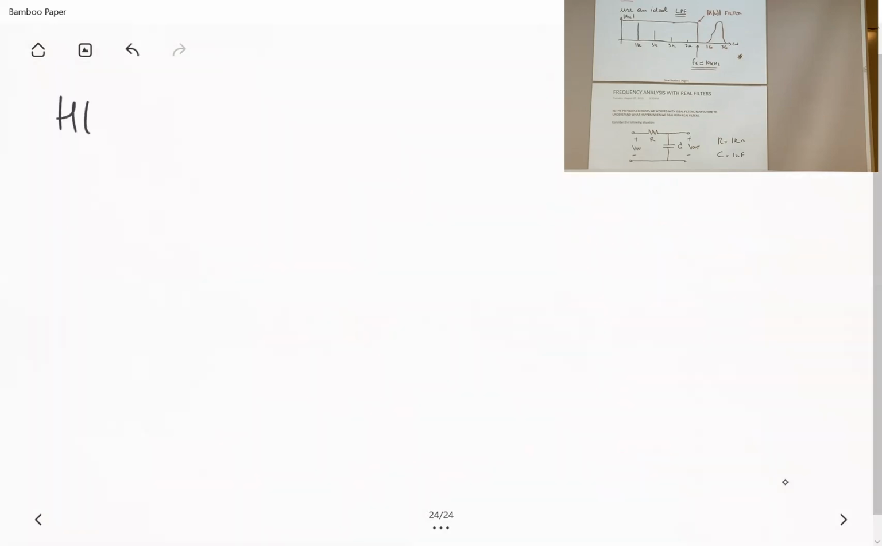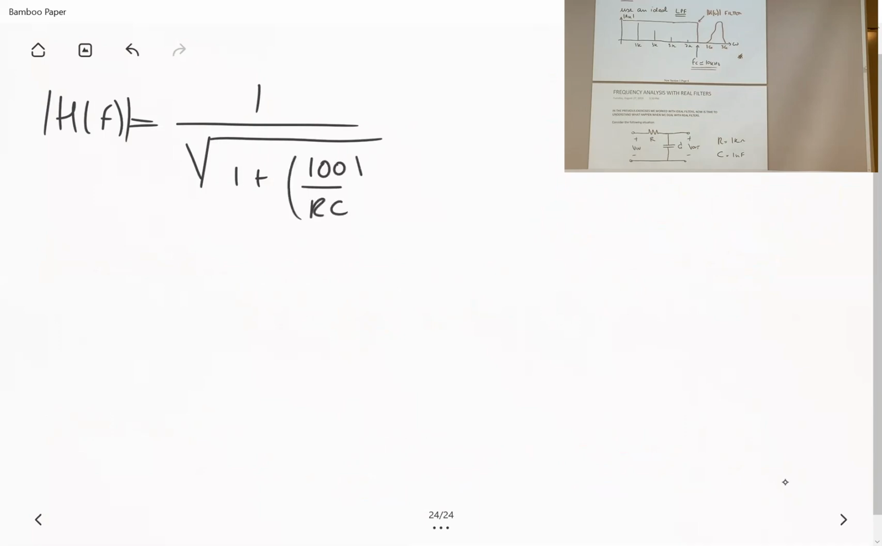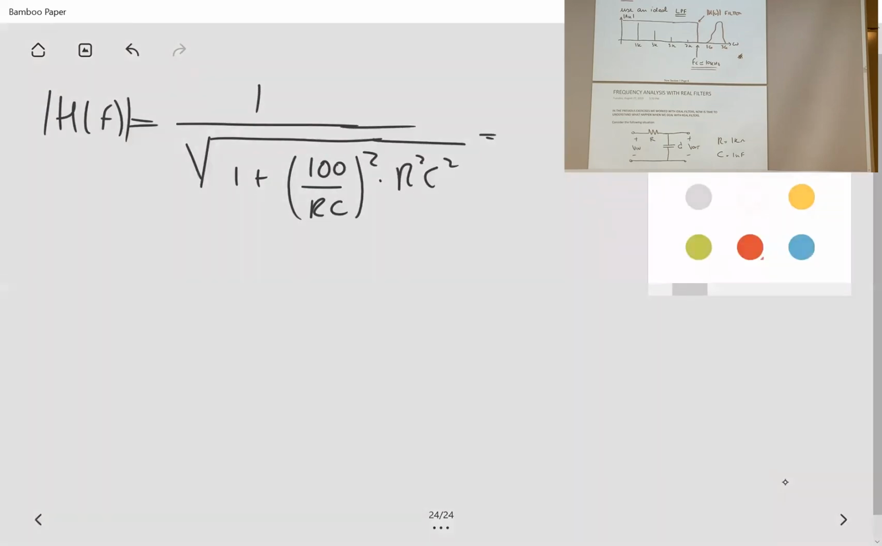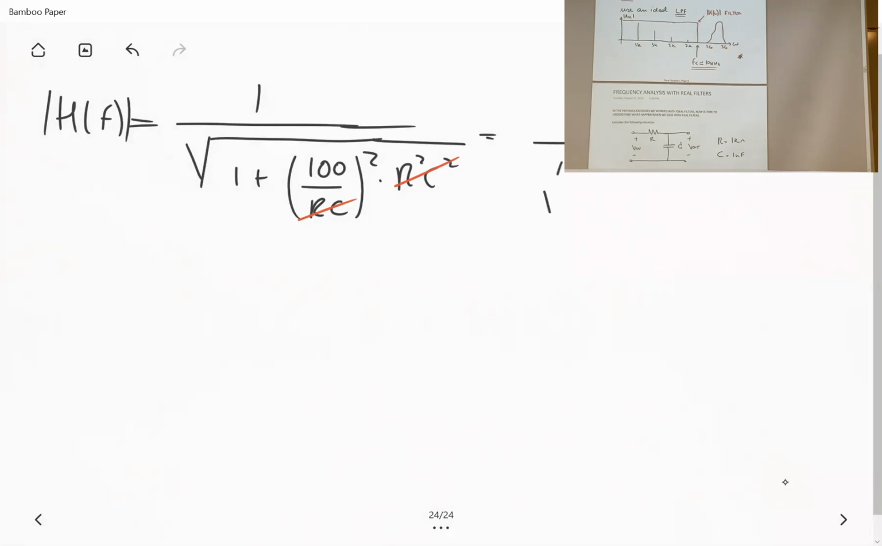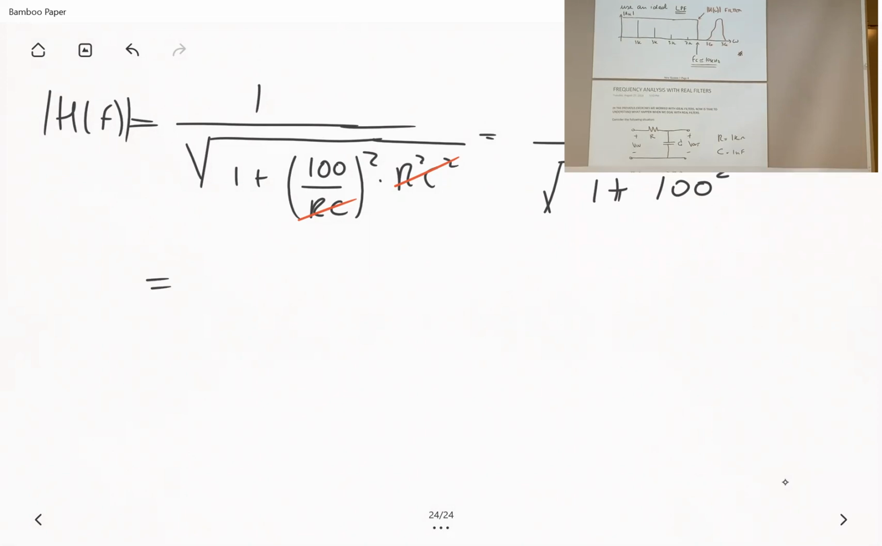Maybe someone of you already knows the answer. Square root of 1 plus, I say 100, right? So 100 divided by RC squared times R squared C squared. One plus 100 squared. How much is 1 divided by the square root of 10,001? Great.